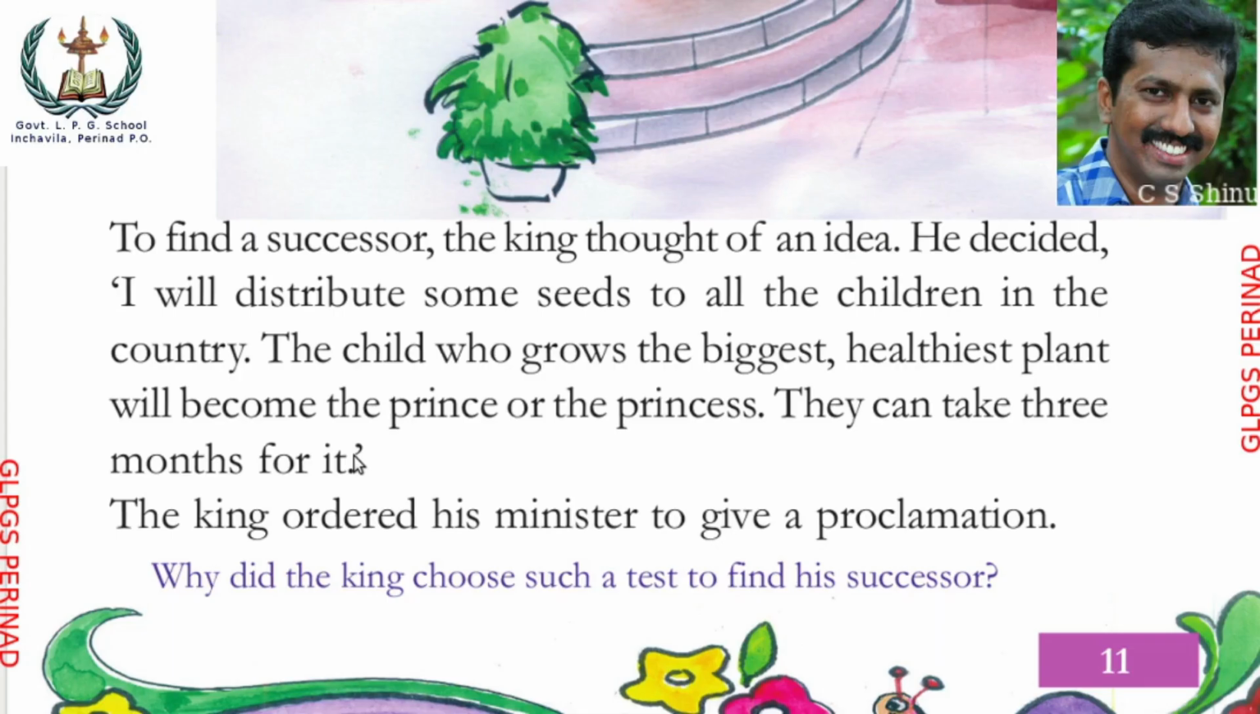Here the king decided, I will distribute some seeds to all the children in the country. The child who grows the biggest, healthiest plant will become the prince or the princess. They can take 3 months for it. The king ordered his minister to give a proclamation. To find a successor. What is successor? Yes, follower. The king thought of an idea to select a successor.